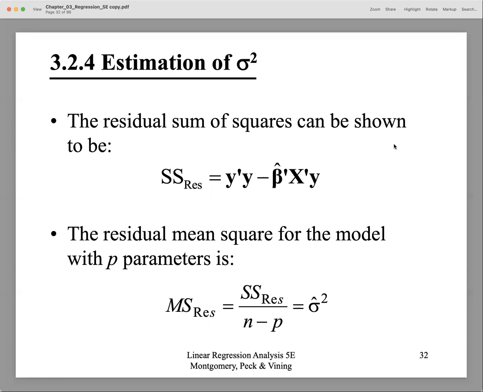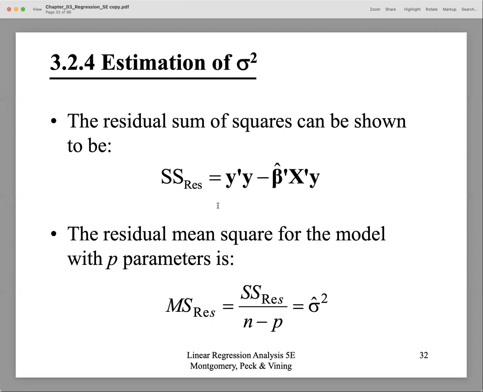In order to complete the estimation, we've shown how to estimate the beta parameters, beta 0, beta 1, and so forth, up to beta sub k. But we still have one additional parameter to estimate, and that is the variance of the error terms, sigma squared. The first thing we need is to calculate the residual sum of squares, also called the sum of squared error. Using matrix notation, we can calculate this as y prime y minus beta hat prime, or beta hat transpose, times X transpose times y. Again, these are bolded, so we're talking about the y vector, the beta hat vector, the X matrix, and the y vector.